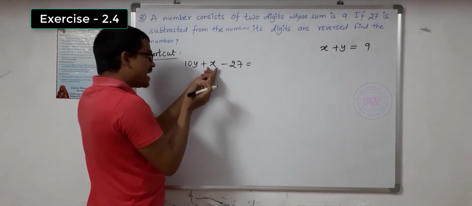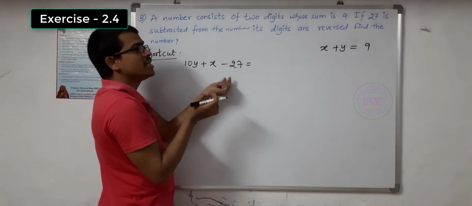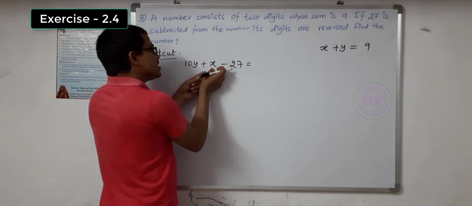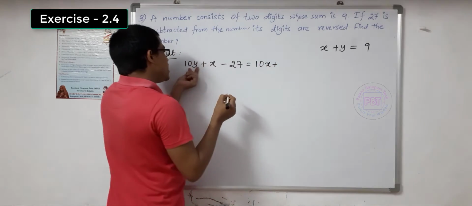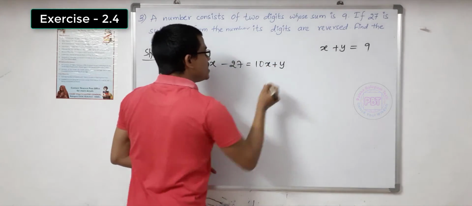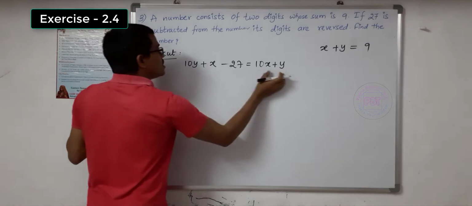It means the x goes to the tens place and y goes to the ones place. So whenever x is going to the tens place, the number becomes 10x plus. Whenever the y is going to the ones place, 1 into y is y. Isn't it? Now solve this one.